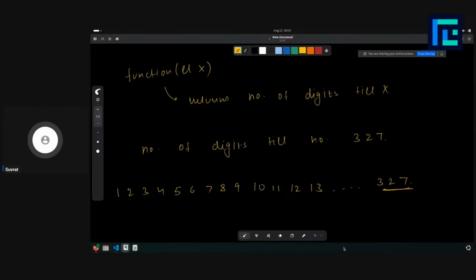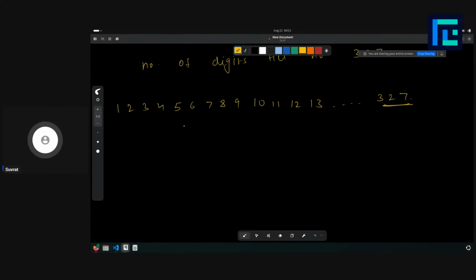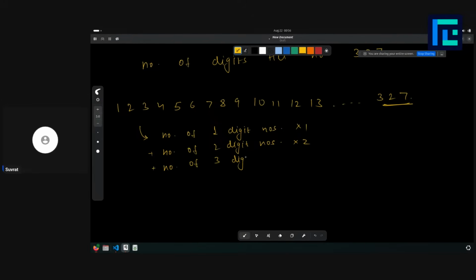So what we can do is break down this problem. We can go digit by digit: number of one digit numbers into 1, plus number of two digit numbers into 2, plus number of three digit numbers into 3, and so on. Let's take 327: we need the number of one digit numbers, the number of two digit numbers, and the number of three digit numbers, right?